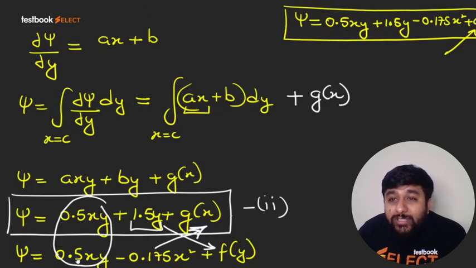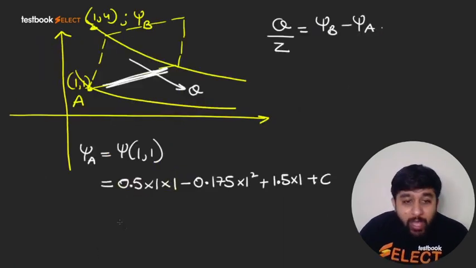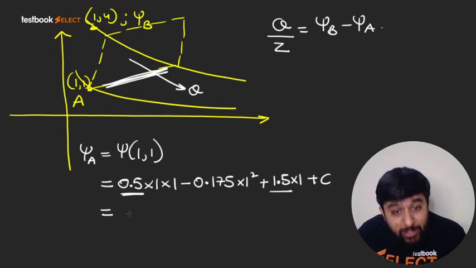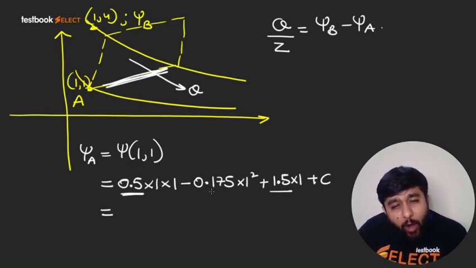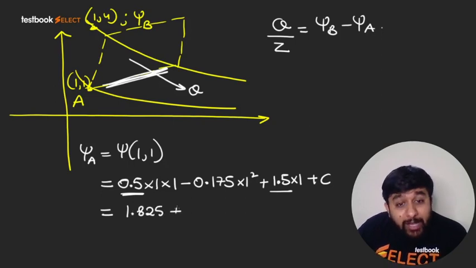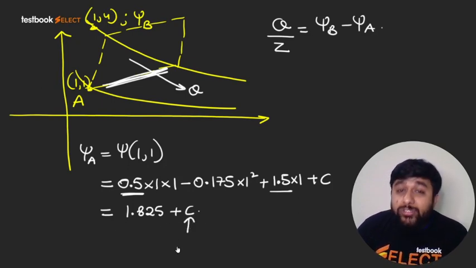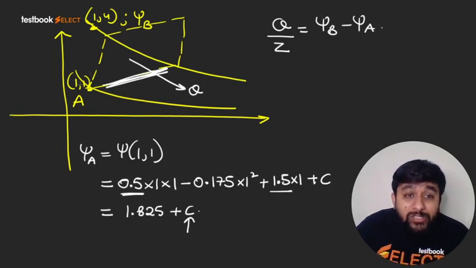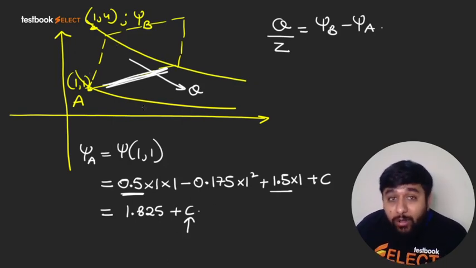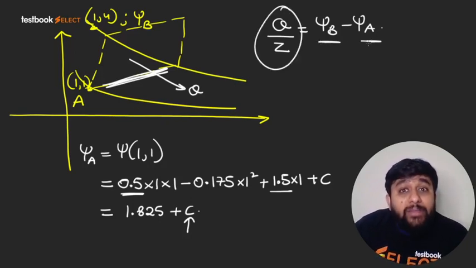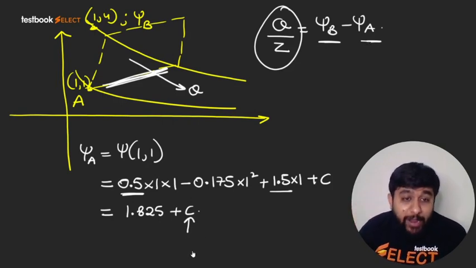Let me check if I have used the correct terms. Yes, I have. So this will become 0.5 into 1 plus 1.5, so 0.5 plus 1.5, that is 2. And 2 minus 0.175 becomes 1.825 plus the constant of integration. So this is the value of psi at A. Please don't worry about this constant of integration, because when I calculate psi for B, we will get the same constant. In the discharge we have to do psi B minus psi A, so C and C will cancel out.